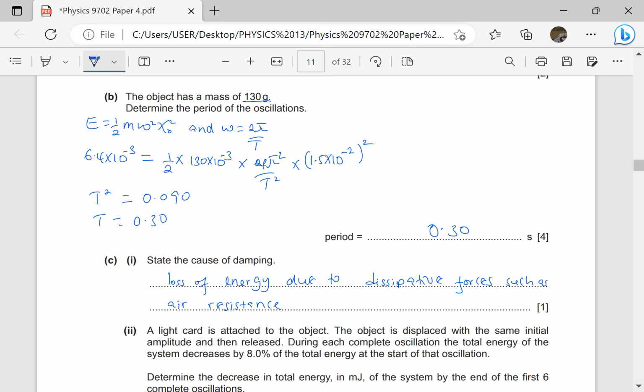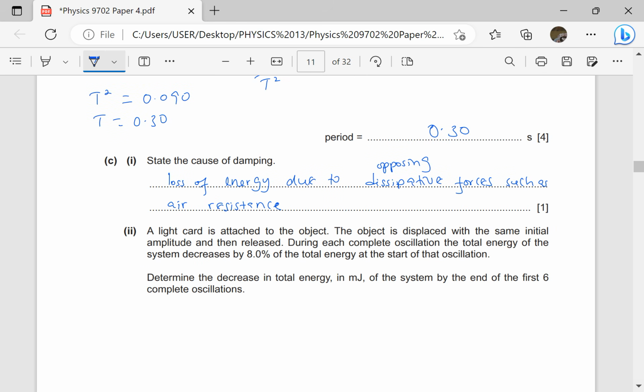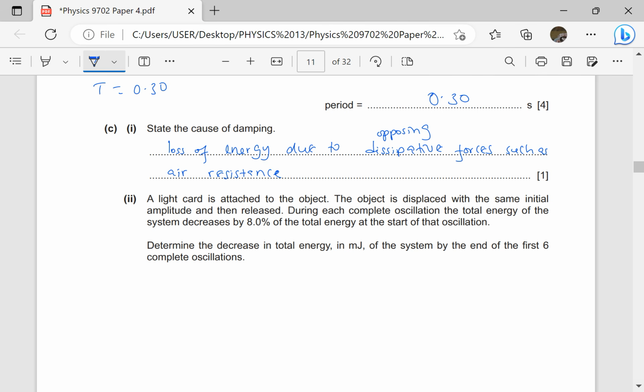So, loss of energy due to dissipative or opposing forces, such as air resistance, for this case, because it is a mass on a spring. A light card is attached. So now damping comes in when we talk about a light card. A light card is attached to the object. The object is displaced with the same initial amplitude and then released.